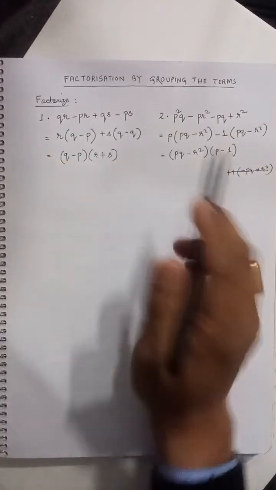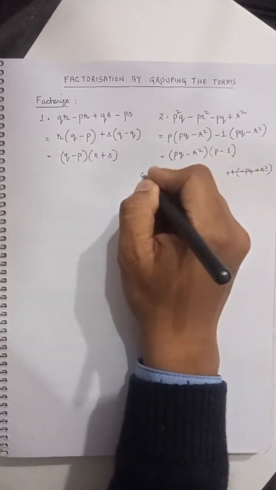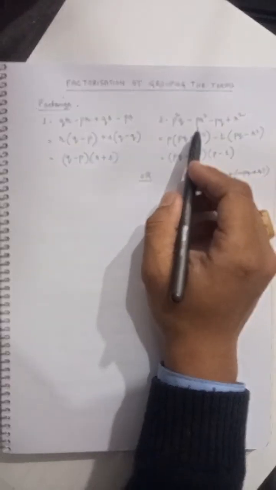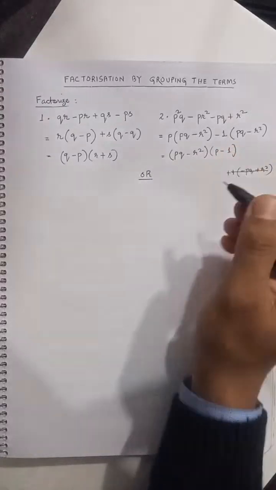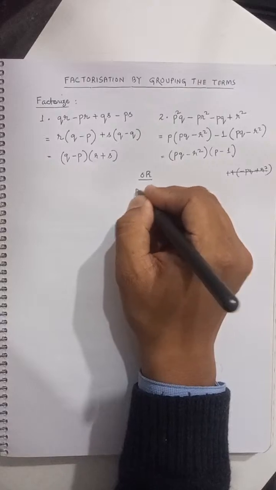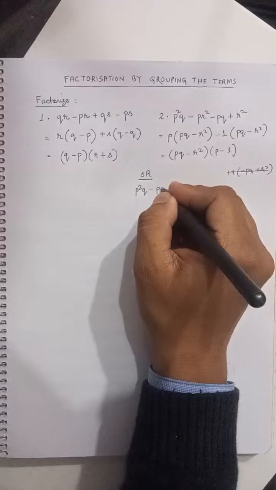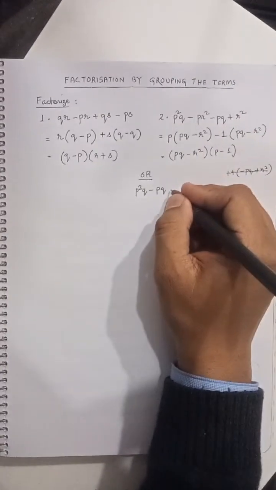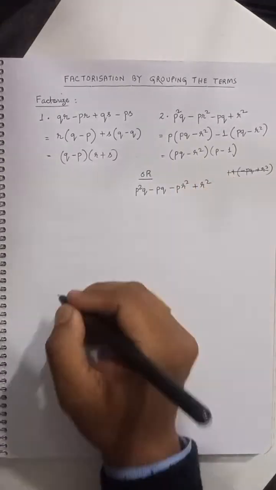So this can be done by taking one more combination. Let me show. I'm writing or. Now this time I will take P square Q and PQ in one group, and minus PR square and plus PR square in another group.